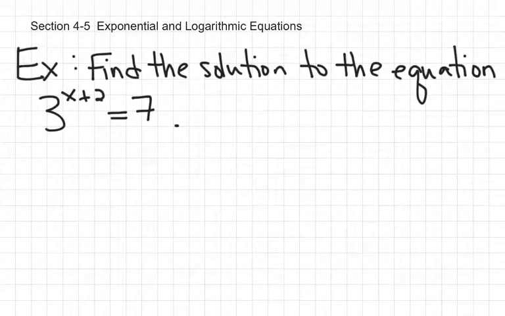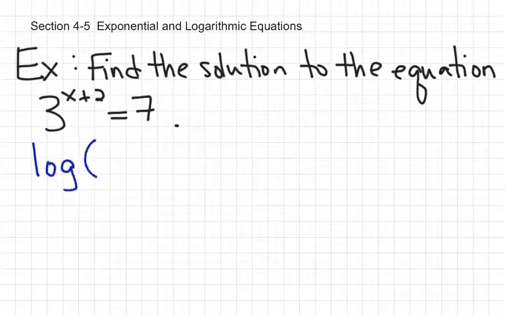To solve an exponential function, the first thing we're going to do is make sure that the exponential term is isolated. That means that there is nothing else being multiplied to it, divided, added, or subtracted. Nothing else is attached to the exponential term, being the 3 raised to the x plus 2. In order to solve this, we're going to start by putting log on both sides of the problem.